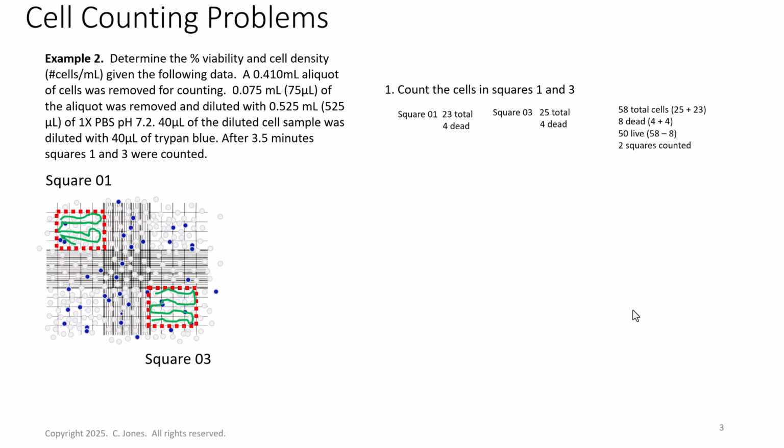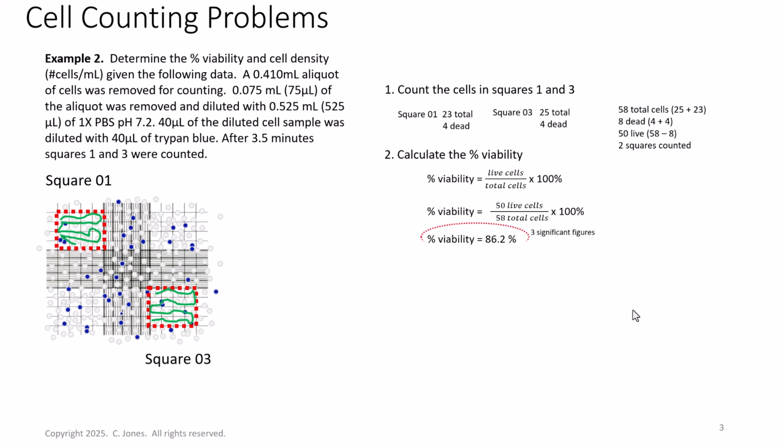And here we only counted 2 squares. We now have enough information to do our calculation. So we'll calculate the percent viability. Again, we will write out the equation that we're going to use. Then we're going to plug and chug. 50 live cells divided by 58 total cells times 100%. Right? And that gives us a viability of 86.2%. Again, 3 significant figures, right, for our cell counting problems. Okay, so that was pretty easy. Hopefully you guys got that with no problem.